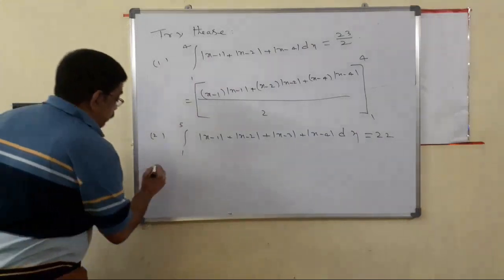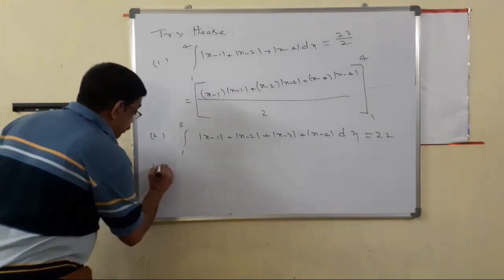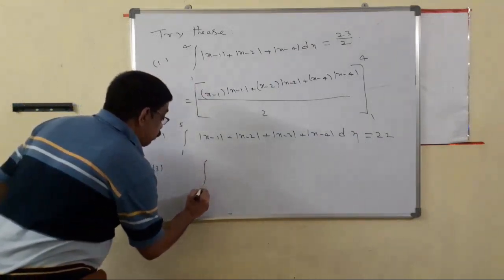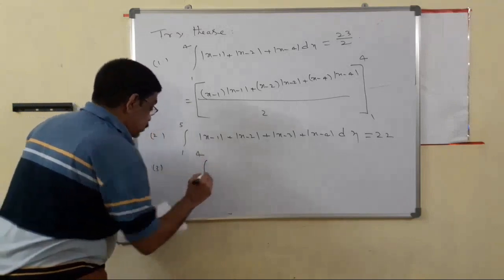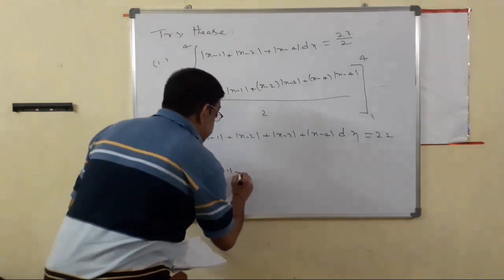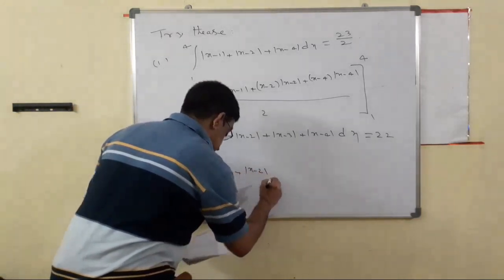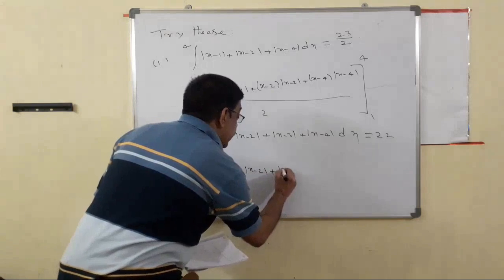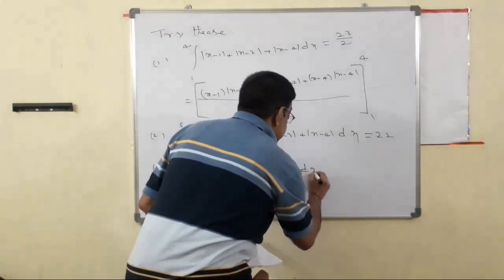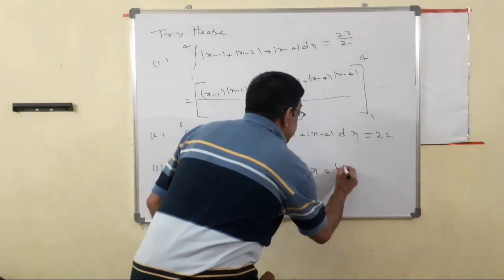One more also, to get more confidence, you can try one more problem. Integral 1 to 4 mod x minus 1 plus mod x minus 2 plus mod x minus 3 dx, and the answer is 19 by 2.